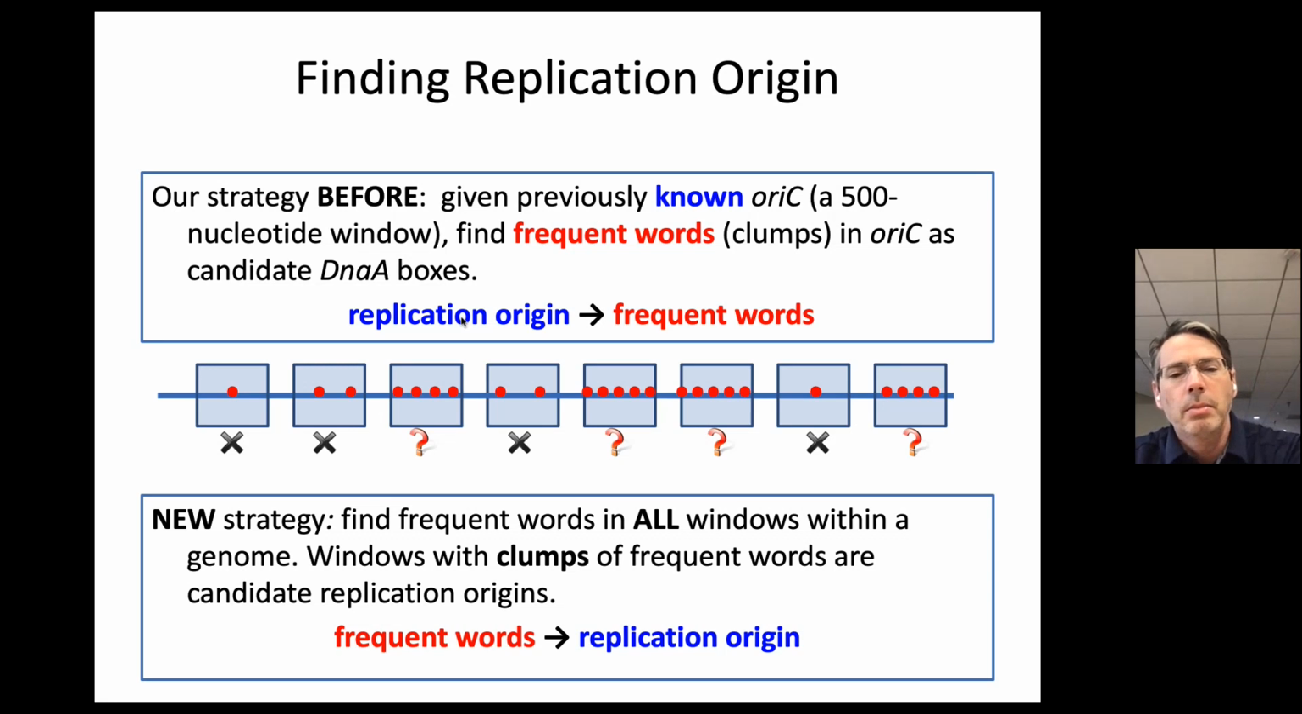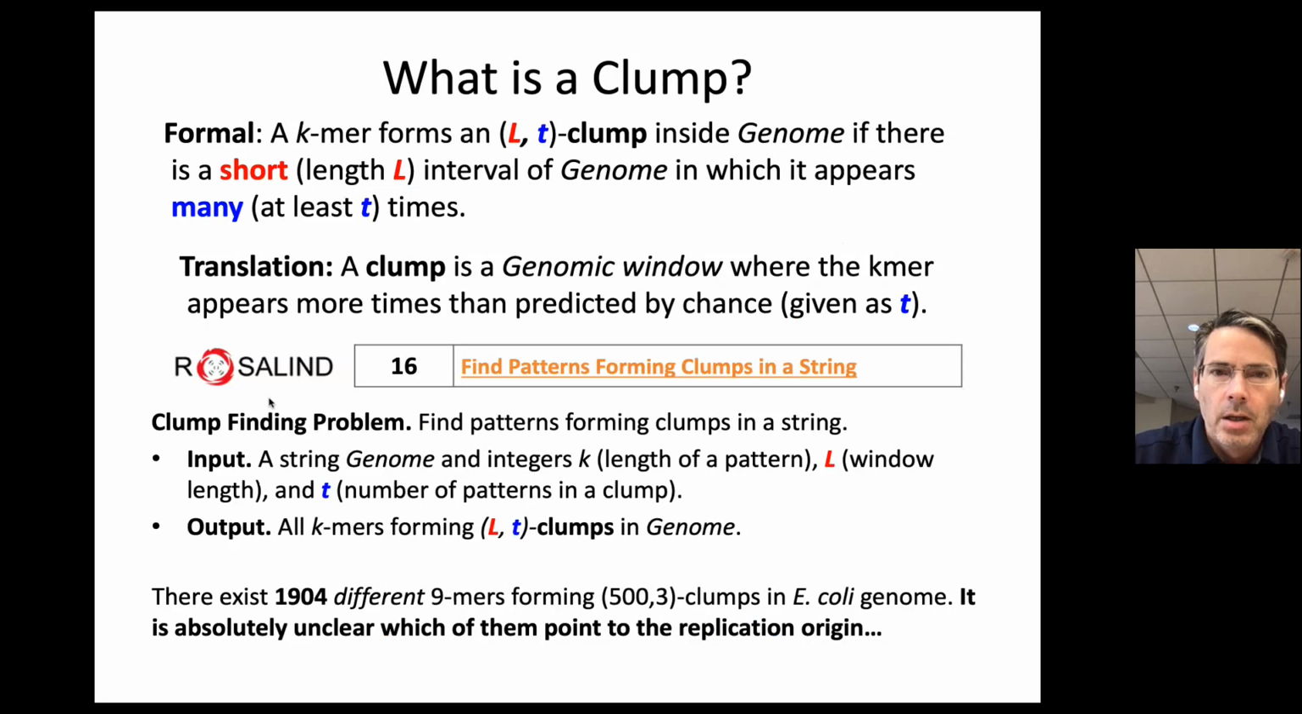So this is basically what we need to do. We need to slide along the genome, and for each section of the genome, count the frequent words. So now, it's not enough to just run our frequent words algorithm, we need to slide across windows of the genome and count frequent words. So let's define what a clump is technically, right? So k-mers form an (L, t)-clump inside the genome if there's a short sequence of length L, an interval of the genome, in which it appears many times, at least t.